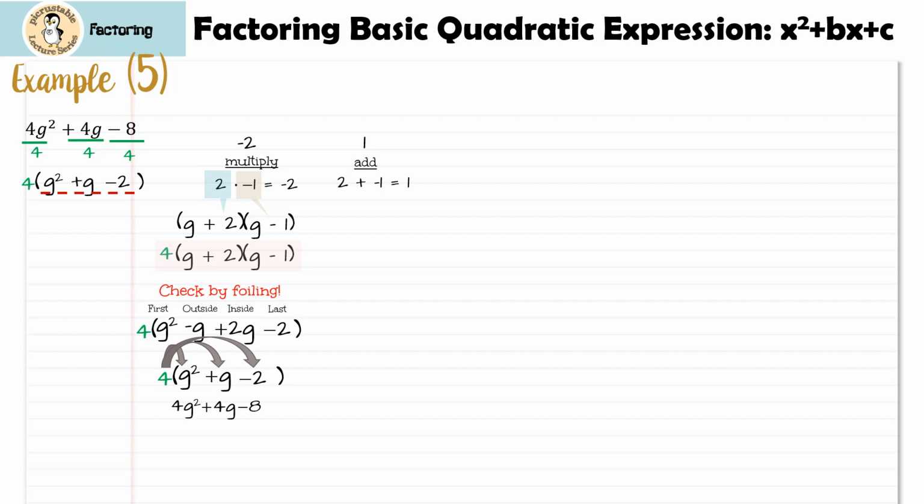Perfect! So what exactly does this mean? That means that 4g squared plus 4g minus 8 factors into 4 times g plus 2 times g minus 1. Or 4 times g minus 1 times g plus 2.